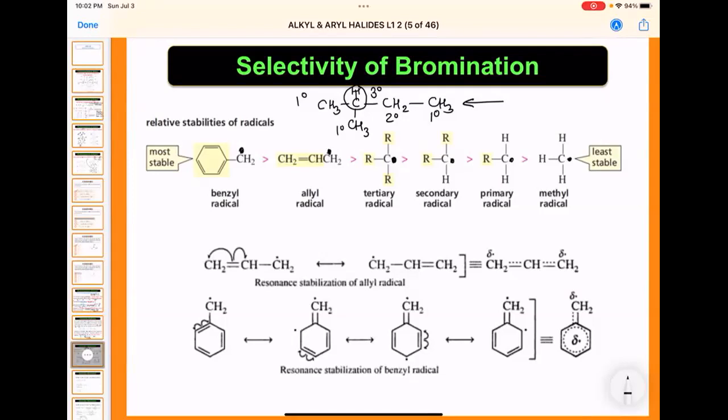So I can write, you can also note it down: the bond energy of the C-H bond is inversely proportional to the stability of the carbon radical which is formed after the removal of the H radical.